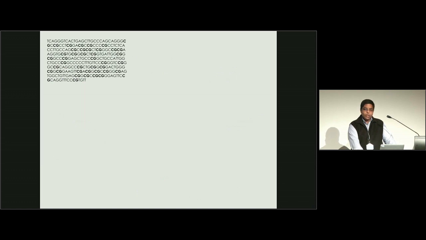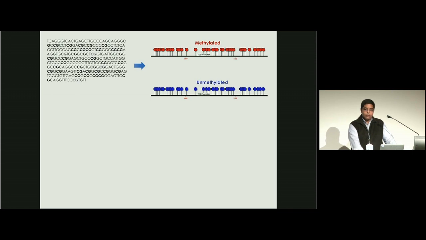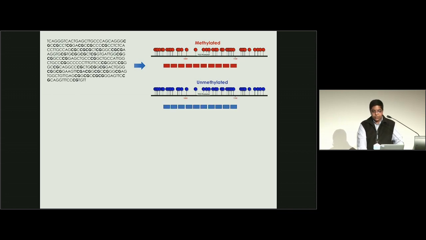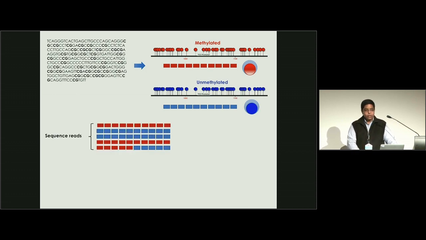So to help the interpretation of the results, let's go back to the lollipops. So if I change these lollipops into rectangles and put them next to each other, then they will form a line. And so the methylated and unmethylated lines represent methylated and unmethylated genes inside cells. Then if I stack these lines on top of each other to represent the sequence reads, then I could have an image about what's the phenotype of the cells in the sample.